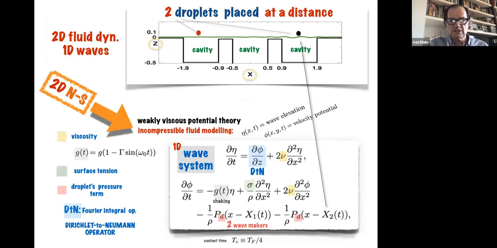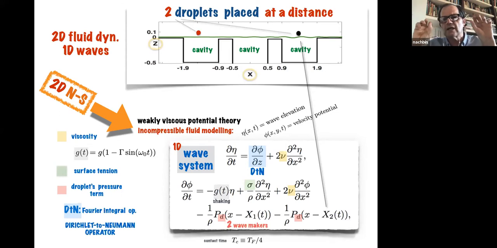Okay, so here's the system. My system goes like this. I'm going to have a domain with several cavities, and eventually I'm going to put two droplets and trap them in these cavities. So from the fluid dynamics point of view, this is a 2D problem. The fluid is in these cavities, with two droplets on the top, and I need to generate waves as these droplets are bouncing.